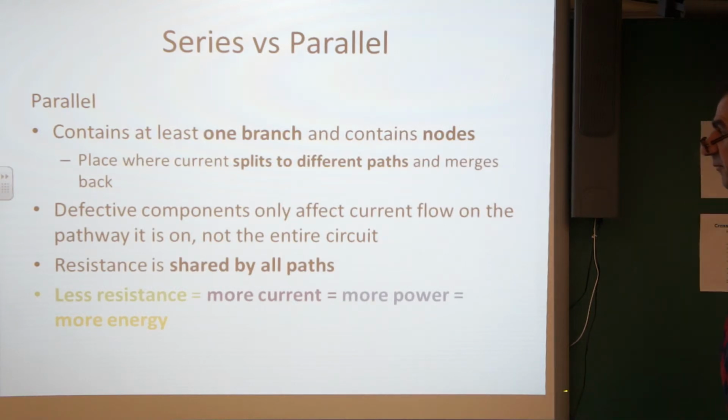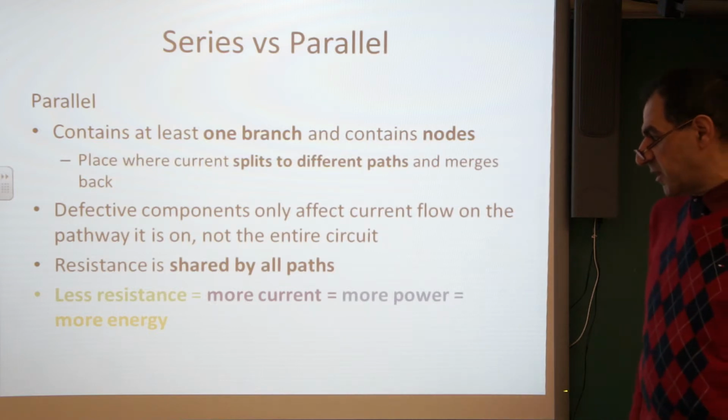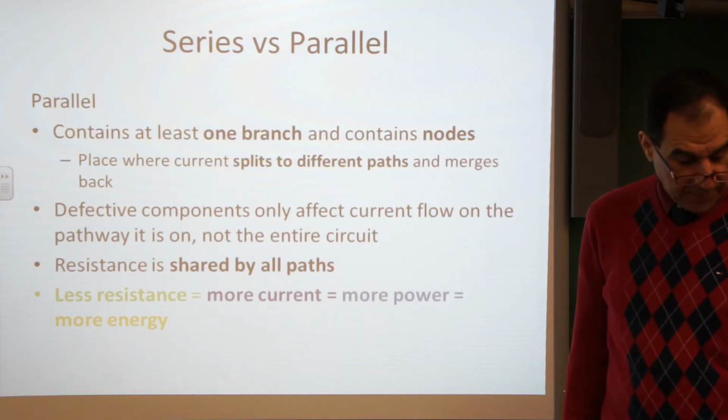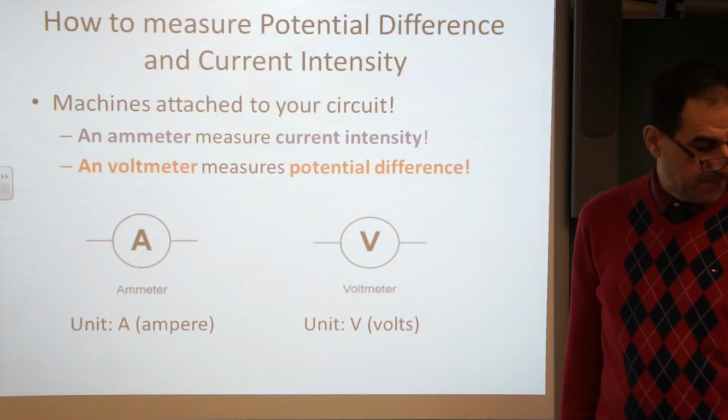Parallel contains at least one branch and contains nodes, places where current splits to different paths and merges back. Defective components, however, can only affect current flow on the pathway they are on and not the entire circuit, and resistance is shared by all paths. Less resistance would mean more current, more power, and more energy.